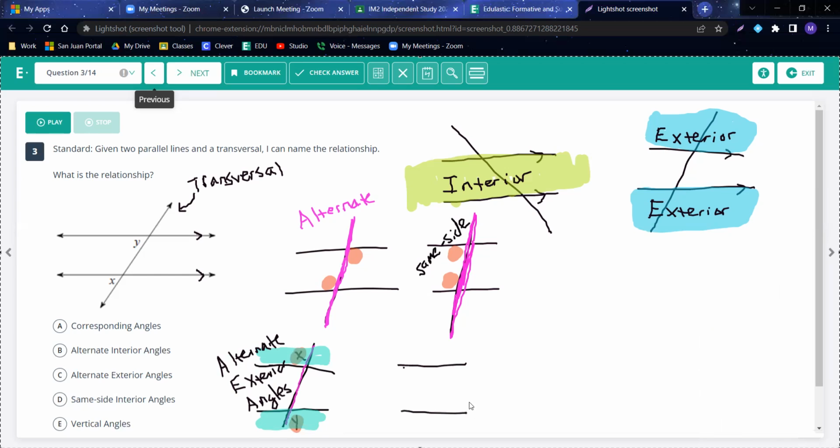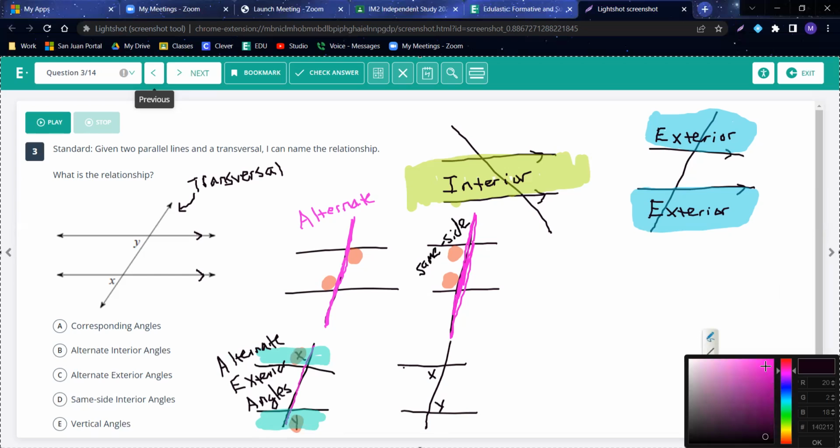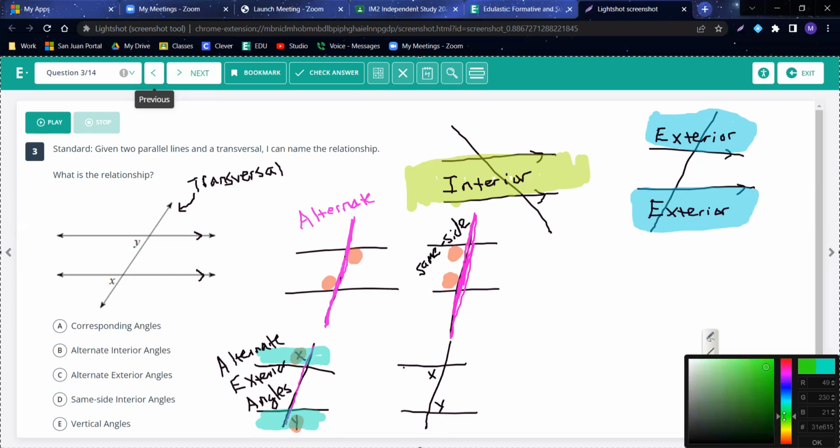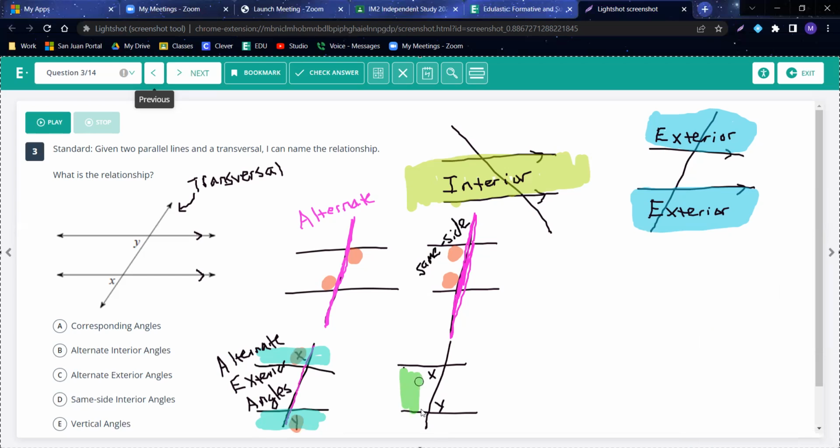So if we do this and this and this, and let's say I do an X here and a Y here. Now you see what's happening? So now I do, what do I want? Highlighter. I want green because we did that in green. You see that? They're interior now. And go back to my pink pen. They are on opposite sides. One's on one side, one's on the other side. That means these are alternate interior angles.